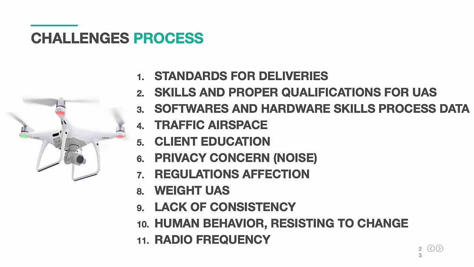So after that, there are going to be some challenges that we need to overcome. As mentioned before: privacy concerns, regulations, weight of the drone, consistency, human behavior, radio frequency. There are some countries where drones cannot operate under specific radio frequencies, or drones may not be able to operate beyond visual line of sight, so they cannot operate beyond what you can actually see. So those restrictions are going to be enforcing what type of operation you can actually do with a specific type of drone.